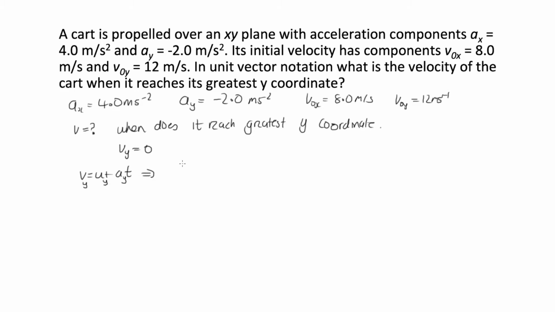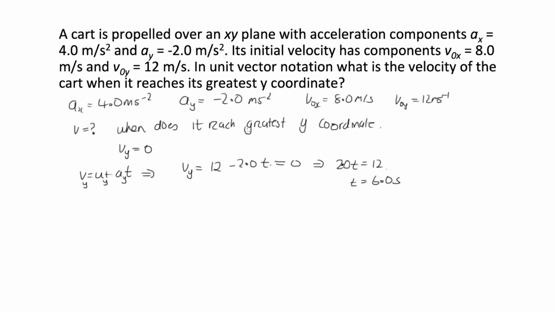So we can write this as Vy equals Uy, the initial y velocity, which we were told is 12, plus Ay t, and Ay is minus 2, so minus 2t. We want to know when this is 0. Solving this, we rearrange and get 2t equal to 12, so t is equal to 12 divided by 2. That happens at 6 seconds.